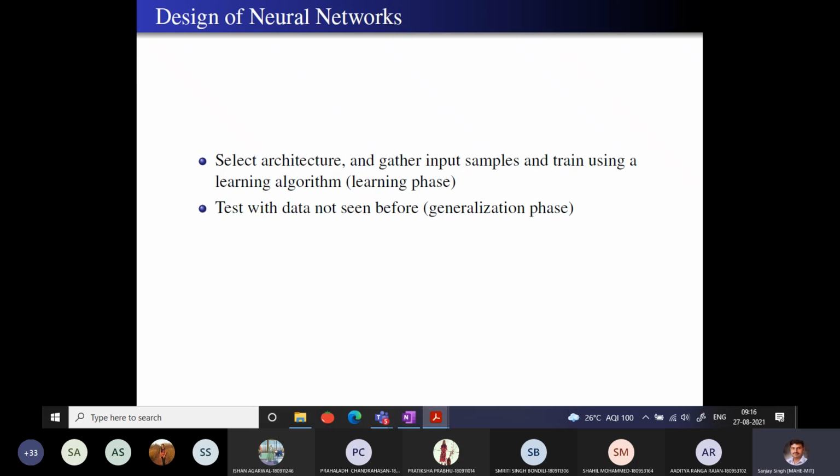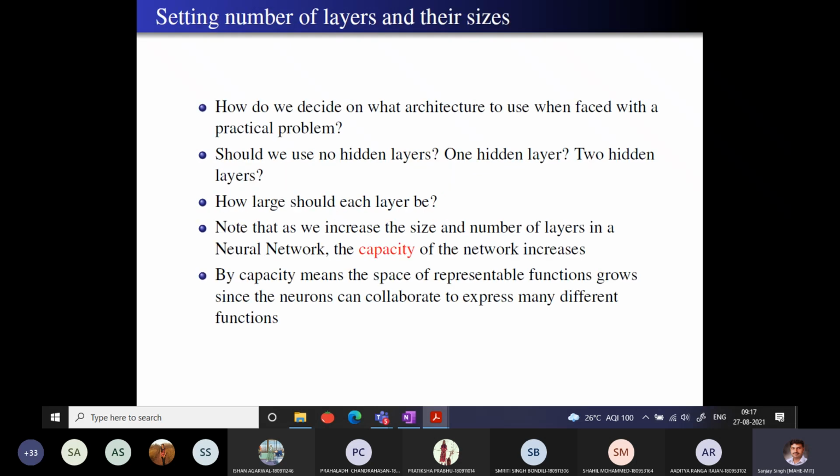That's why they say test with data not seen before, meaning it's not part of training. Also, any neural network design is basically data driven, unlike conventional programming. In machine learning and neural networks, we don't have to explicitly program for each and every changing data. Let the data dictate how the system will behave, so the model will change accordingly.